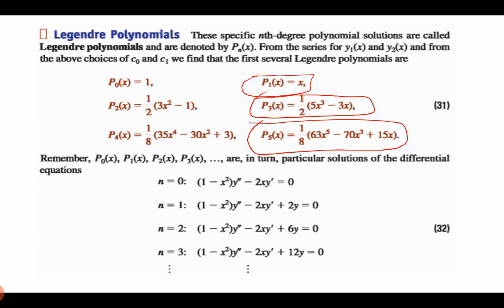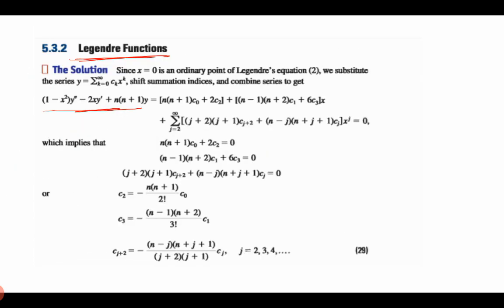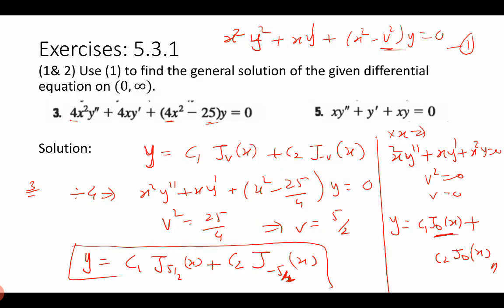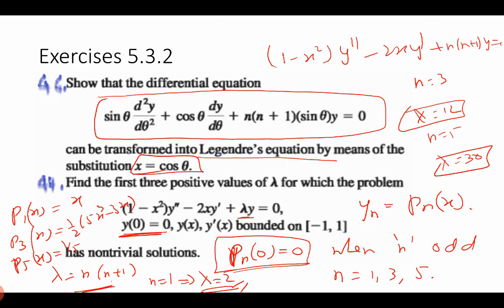For n is equal to 1, this is the differential equation. N is equal to 3, this is the differential equation. For n is equal to 5, you find a differential equation with 60y. The solutions are given here. And we have a property here. You can see a property here comes up. Pn of 0 is 0 for n odd. So yn of 0 gives this statement. We have used only these properties to finish this problem.